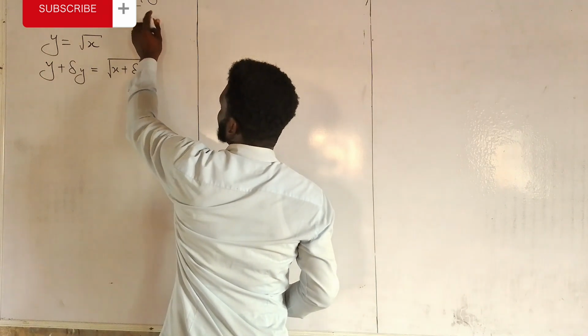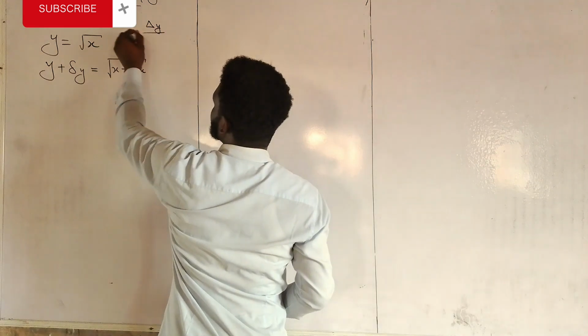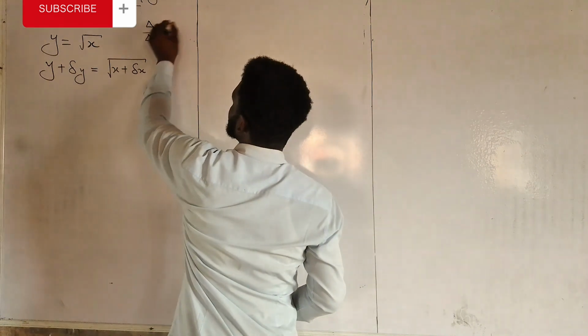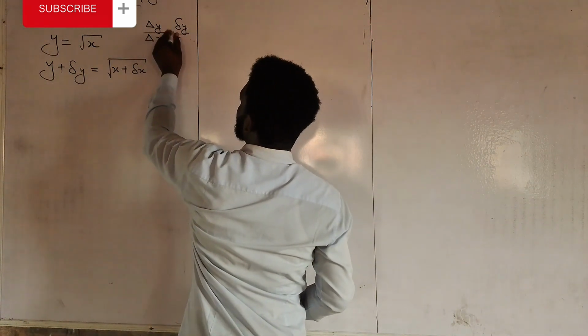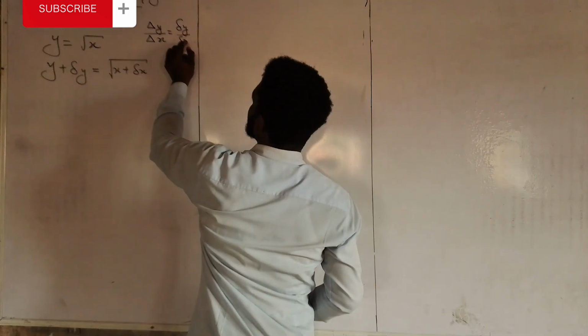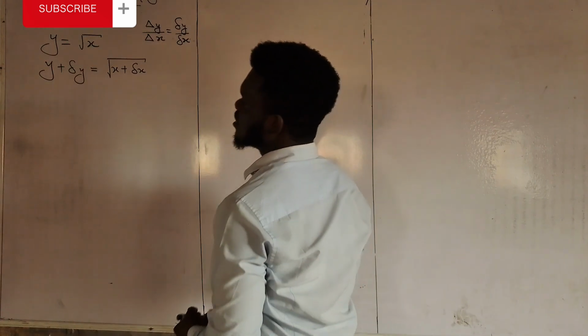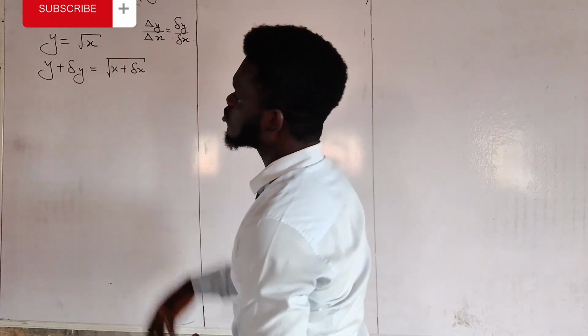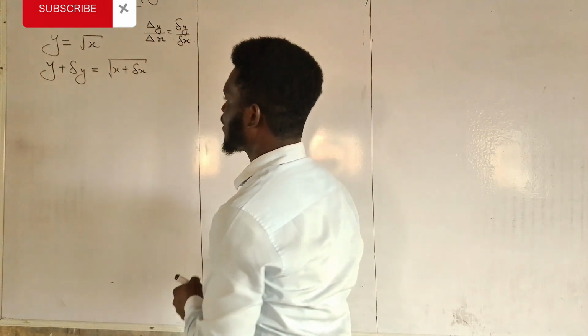If you check my formula when I was proving it, I explained that we are looking for dy dx, which is the same thing as dy over dx. This is the same thing as that. So what do we do here? Let's quickly provide a solution to this. Let's see what we can do quickly.